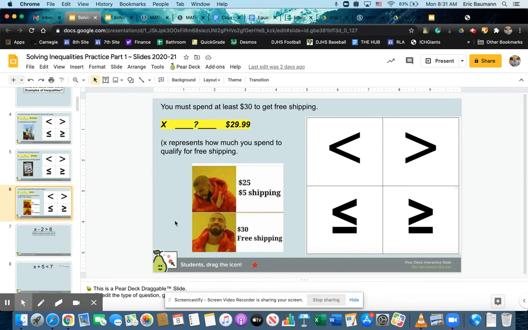Another example, all right? You must spend at least $30 to get free shipping, right? So I want free shipping. $29.99 is a penny less than 30. So can I spend $29.99 and get free shipping? No. So I can't do the equal to, right? But I could choose either less than or greater than. So if x represents my spending, I would use the greater than sign because I have to spend more than $29.99.